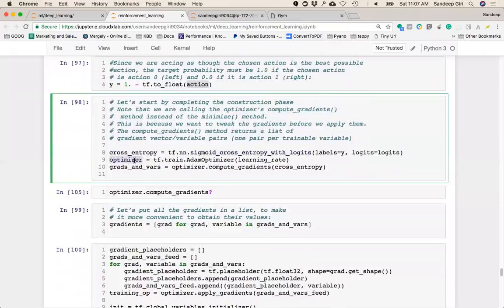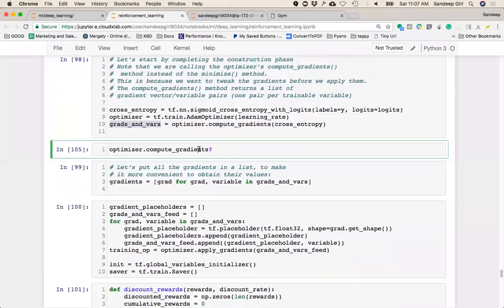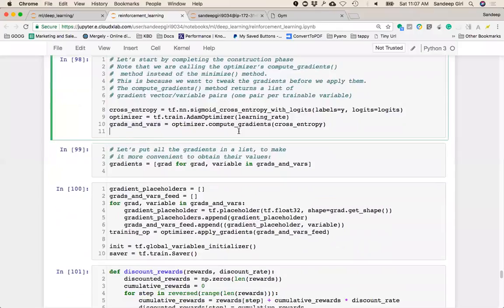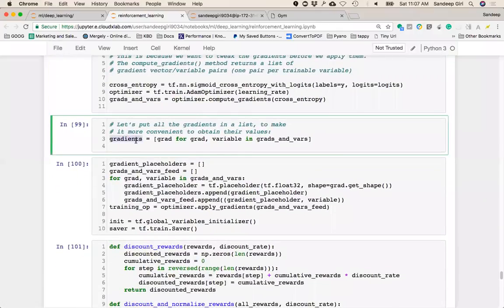Then we have the optimizer, Adam optimizer, and afterwards we are computing gradients. This is the important part. Instead of just optimizing this time, because what we generally do is call optimizer.optimize, here we are computing gradients. Computing gradients gives us all the optimizable variables along with their values and their gradients. That's what compute gradient does. Now we are extracting all the gradients into an array, ignoring the variable names of each one.